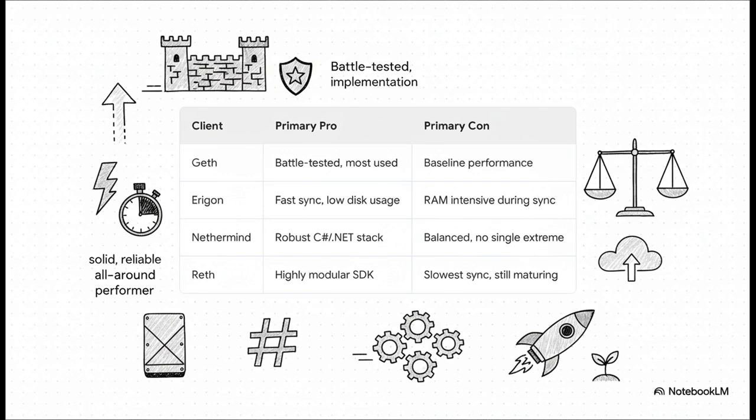Erigon is for those who need to get up and running fast and want to save on disk space. Nethermind is a super solid, reliable, all-around performer, and Reth is the forward-looking choice for you developers out there who want a highly modular SDK to build on top of.